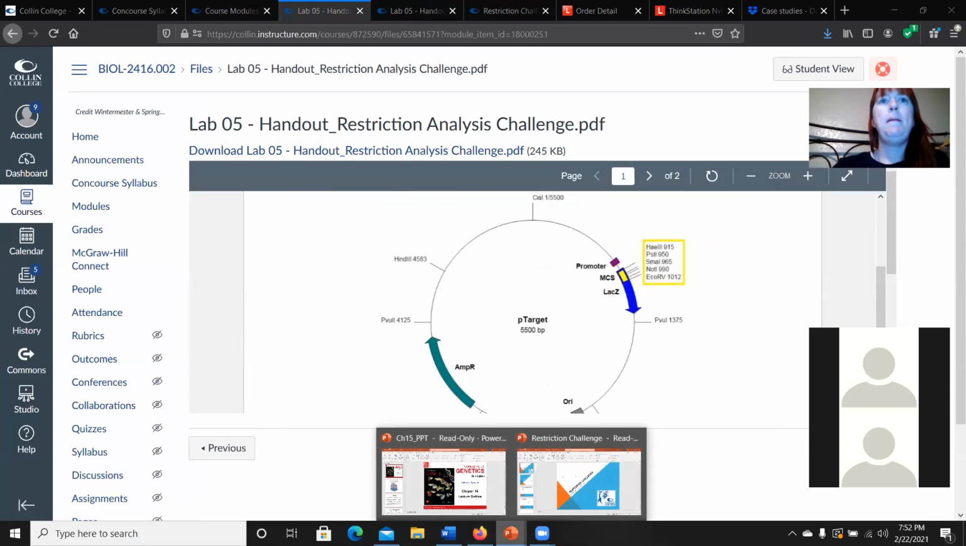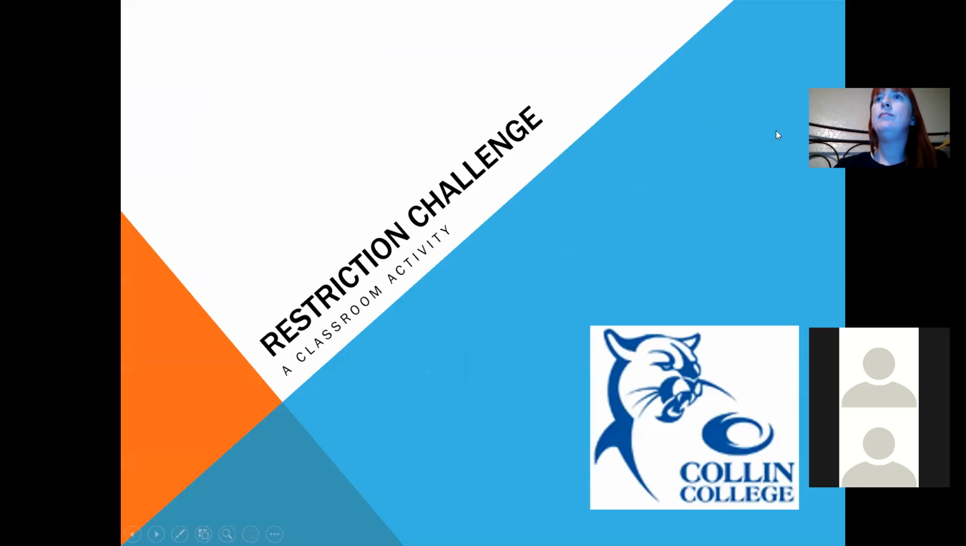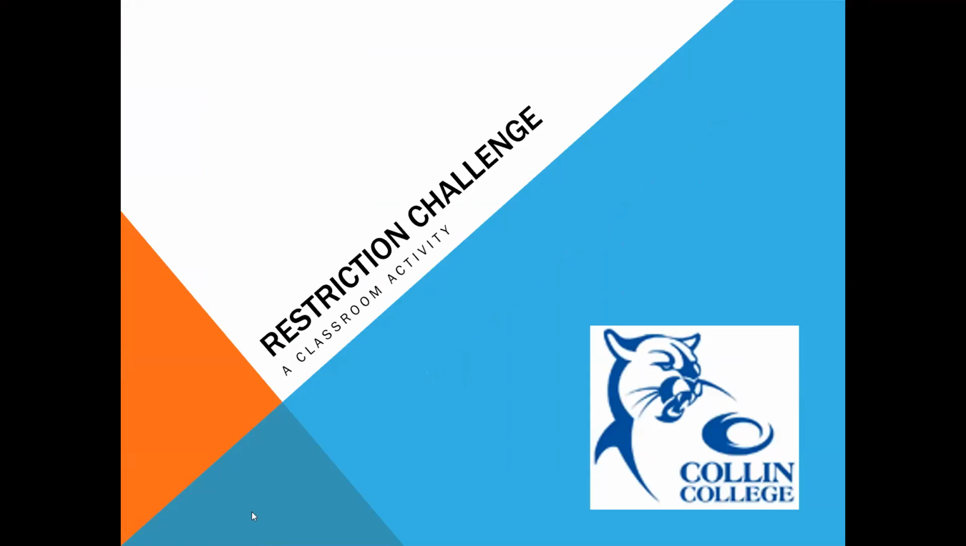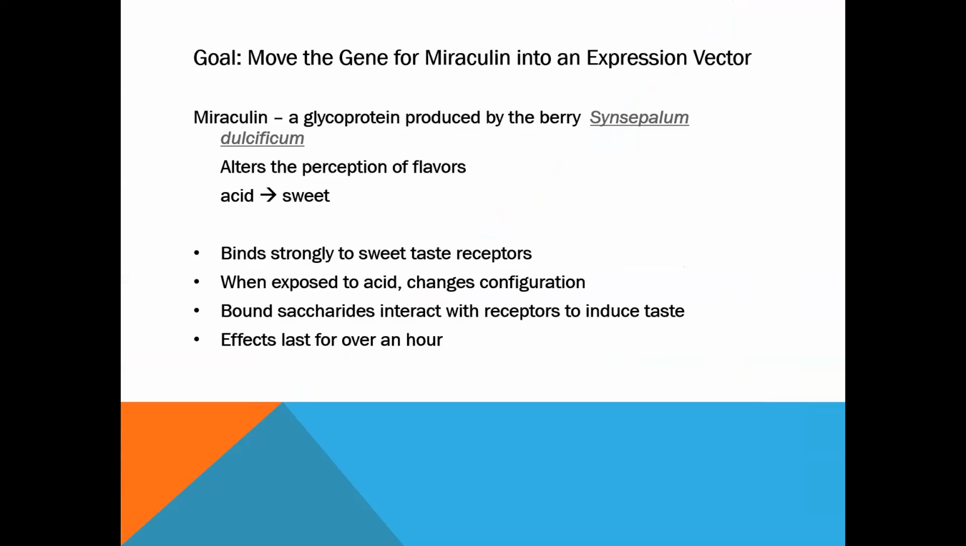Okay. So, restriction challenge. This is tying together everything you learned from DNA scissors and recombinant paper plasmids and from P-Glow. So our challenge on the first one is to move the gene from miraculin into an expression vector.